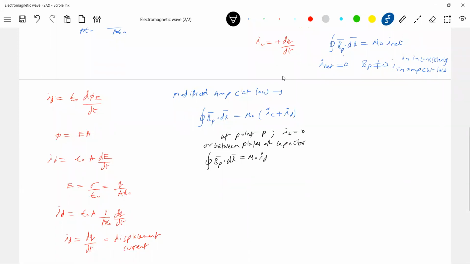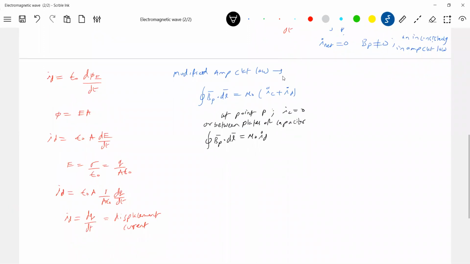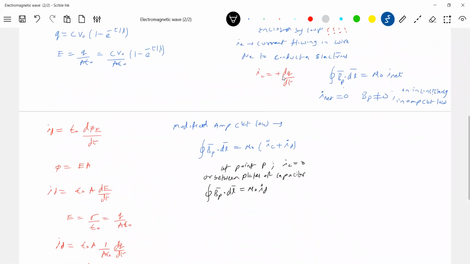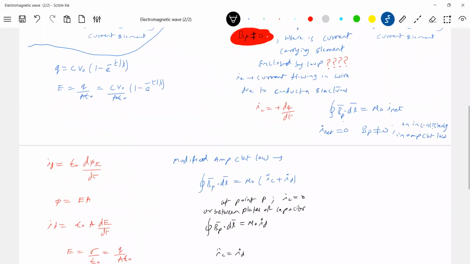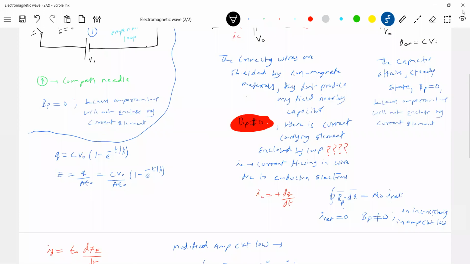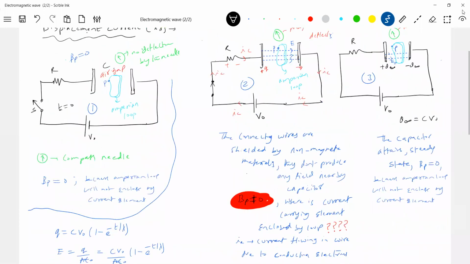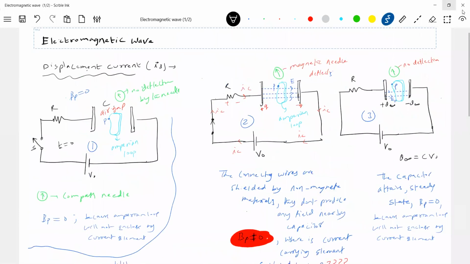After this, how do we calculate displacement current? Finally, what I got: displacement current is dq by dt. And what is the expression for conduction current? It is also dq by dt. So shall I say that both are the same? So how much conduction current is existing in the wires, that much will be the displacement current.